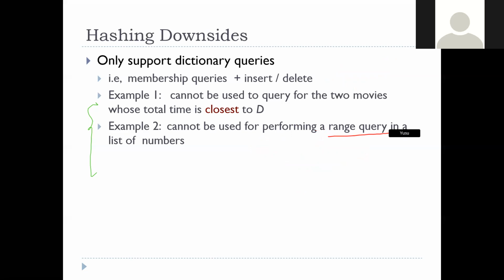Which is very common and very important in practice. On the other hand, the binary search tree, for example, can be augmented to perform range queries very efficiently. The binary search tree can also solve example 1, finding the two movies whose total time is closest to D, in n log n time as well, because it's a more powerful data structure.